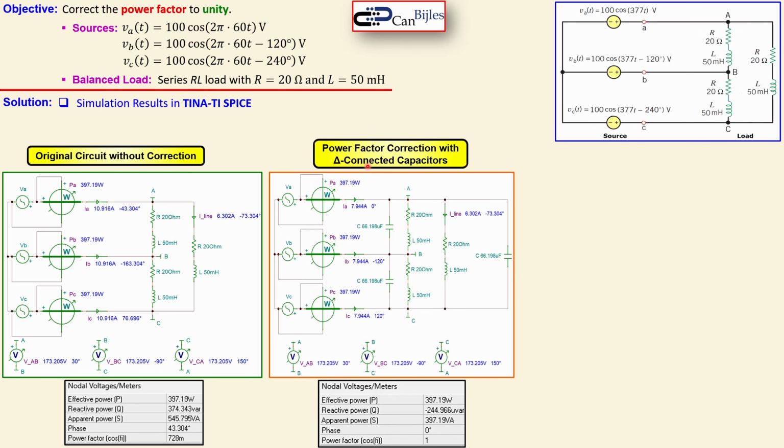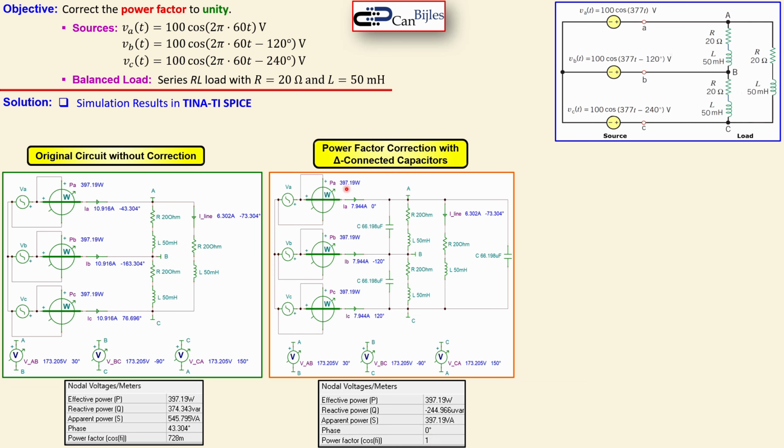First one was the delta connected capacitors. We see here the capacitor, another capacitor here. So these are the 66.2 microfarads approximately, and you have also here the results. You see the effective power is exactly the same. The reactive power is very close to zero, so this microvolt-amp reactive we can just ignore. You see also the apparent power and the effective power, or the real power, are equal to each other. The phase is 0, and also the power factor is 1.